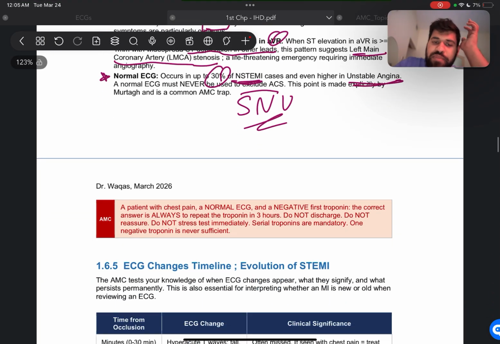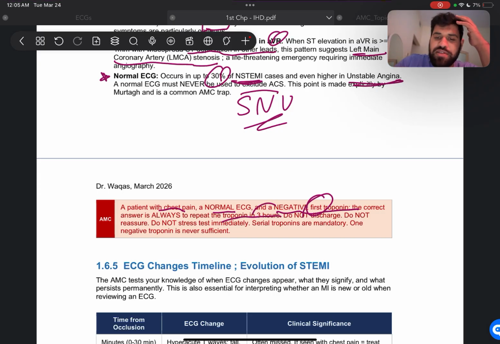All right, so patient with chest pain, normal ECG, negative first troponin. Remember this, first troponin, because there are questions they could ask you what's the next step. Then you need to do a troponin 3 hours later. So the correct answer is always to repeat the troponin in 3 hours. And do not discharge, do not reassure, and do not stress test immediately.